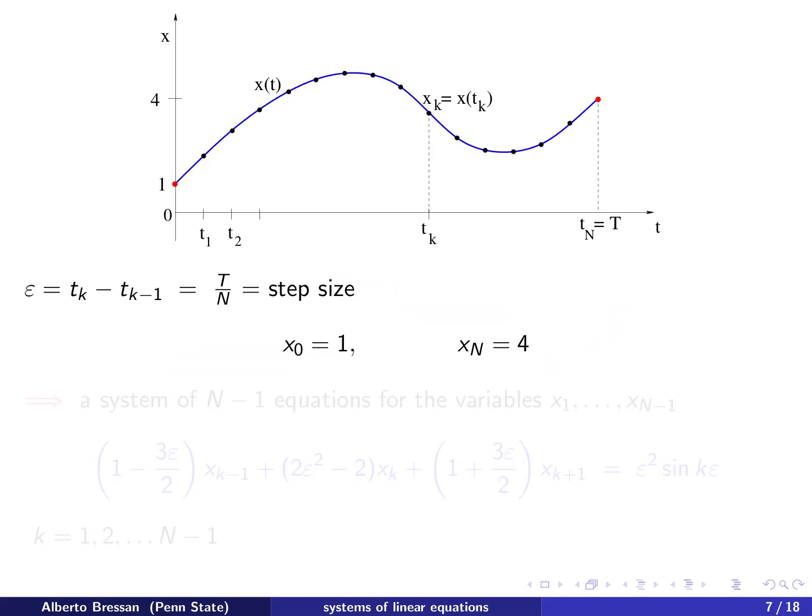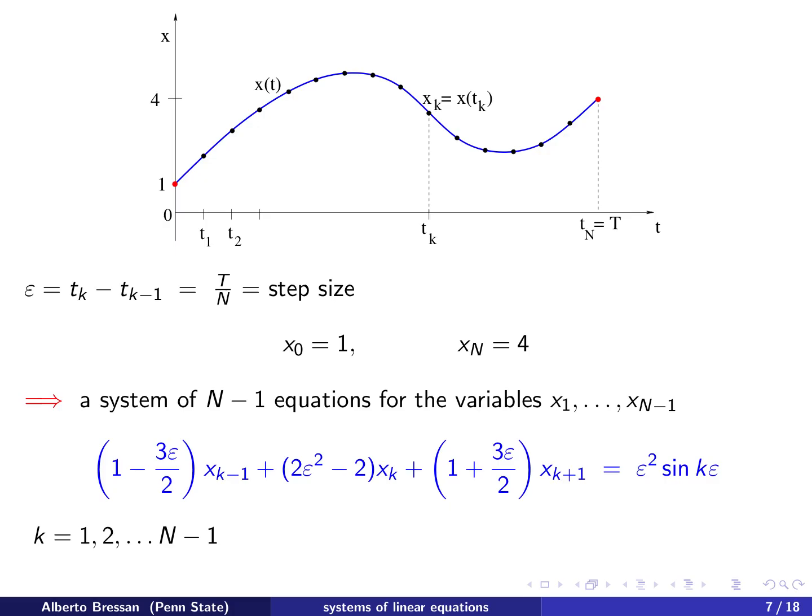Okay, a little bit of detail. Let's denote epsilon to be tk minus tk minus 1, which is the step size between two of these t's. If you use a uniform grid, meaning you cut them equally, then the size is just capital T over how many intervals you cut. And then we'll have x0 is 1, xn is 4. These are the two boundary conditions.